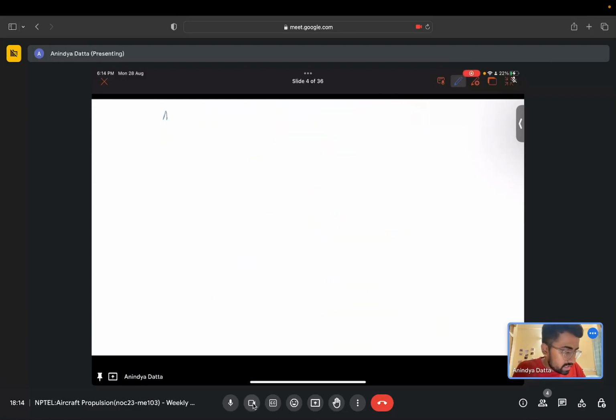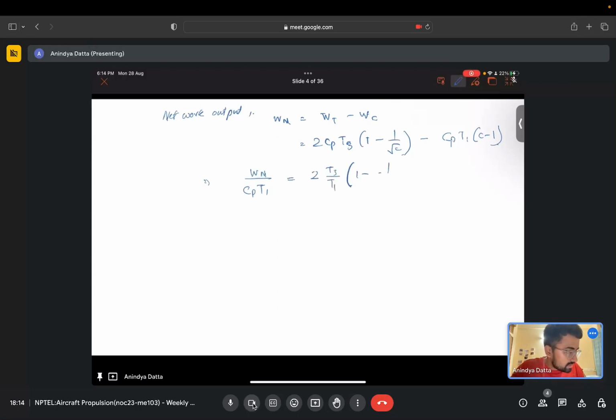So net work output is Wn, this is Wt minus Wc, which is 2 Cp T3 (1 minus 1 by square root of C) minus Cp T1 (C minus 1). Okay, so now let's say we divide both sides by Cp T1, a common way to normalize the net work output. We get 2 (T3 by T1) (1 minus 1 by square root of C) minus (C minus 1).